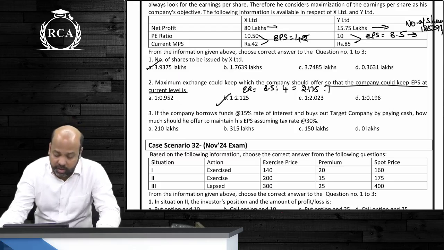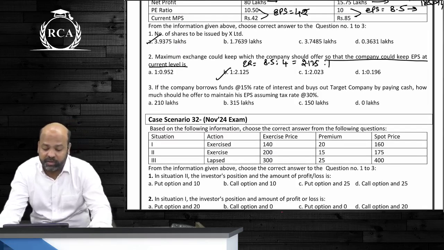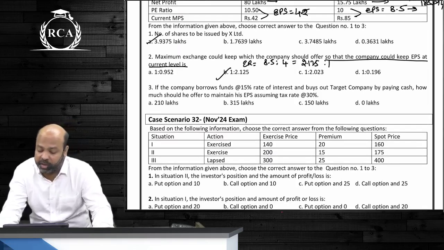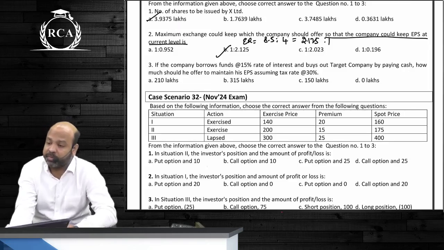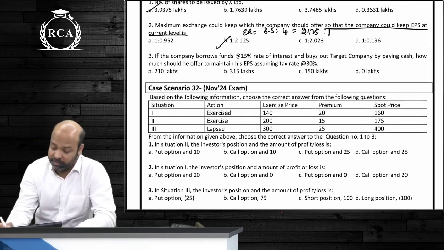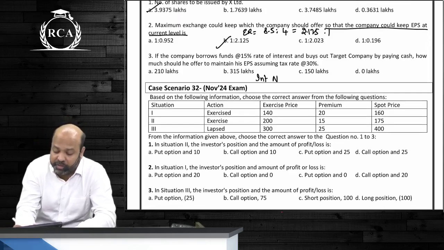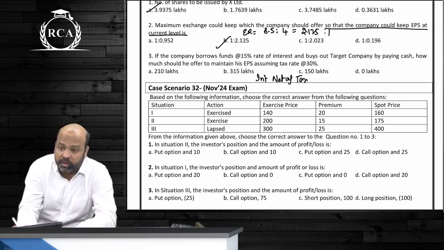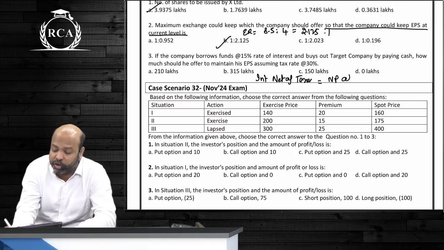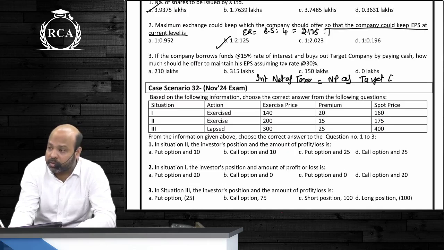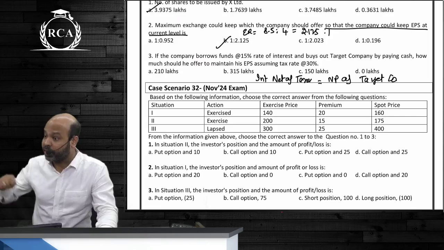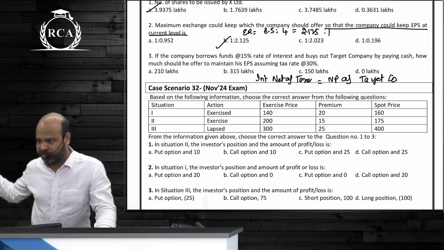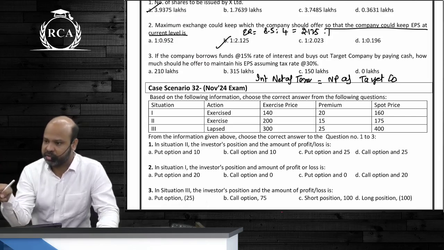Understood? Next, if the company borrows funds at 15% rate of interest and buys out the target company by paying cash, how much should the company offer to maintain EPS? Your EPS should remain the same. That means interest net of taxes should be equal to the net profit of the target company. Whatever interest you are paying on what you borrow should be equal to the net profit of the target. Only then your earnings will not change.